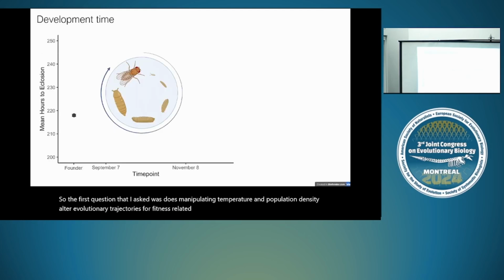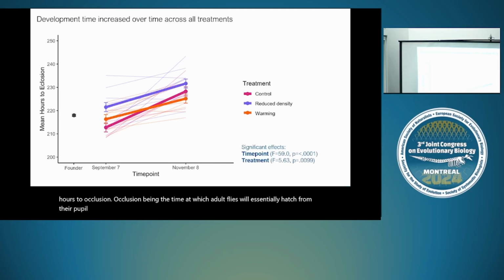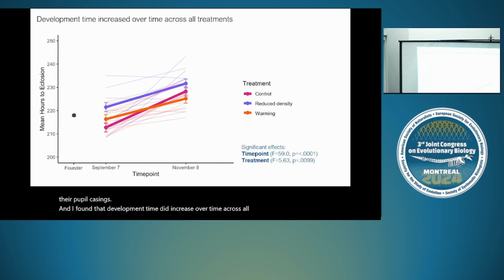And the first phenotype that I measured was egg to adult development time. And I'll display this on the figure as the mean hours to eclosion, being the time at which adult flies will essentially hatch from their pupal casings. And I found that development time did increase over time across all treatments. And the effects of time point and treatment were both significant. And interestingly, the reduced density treatment resulted in the longest development time at both the summer and fall time points.